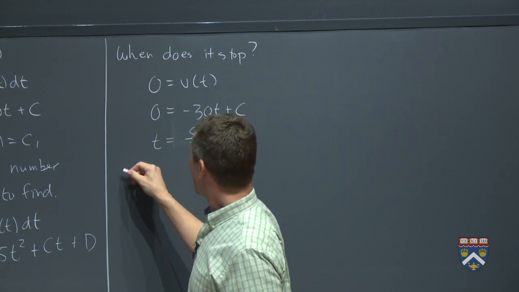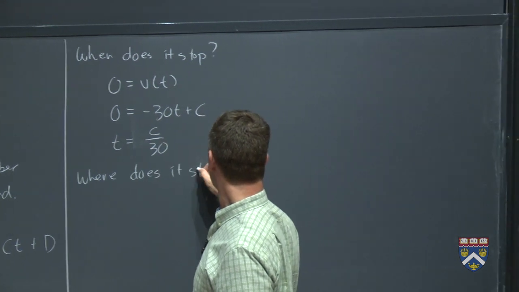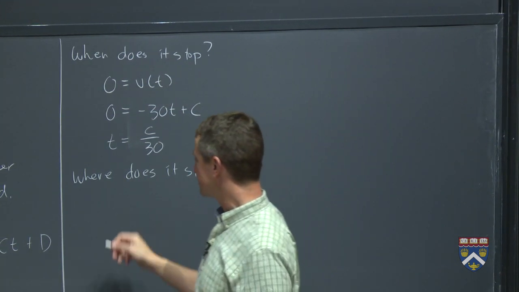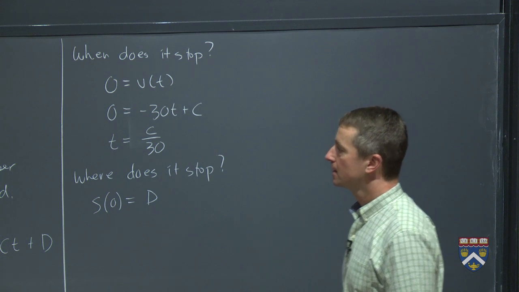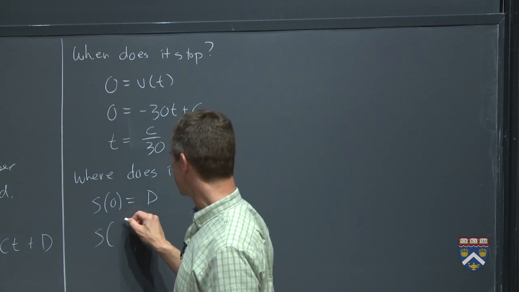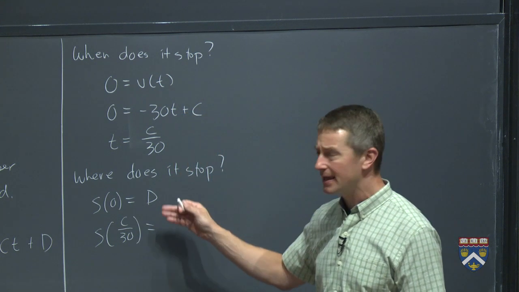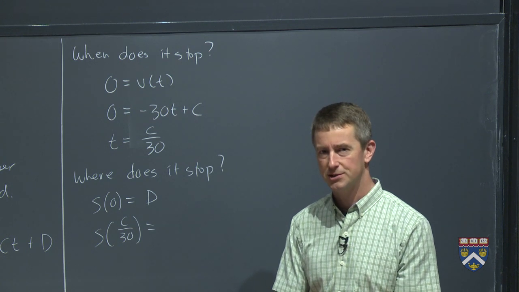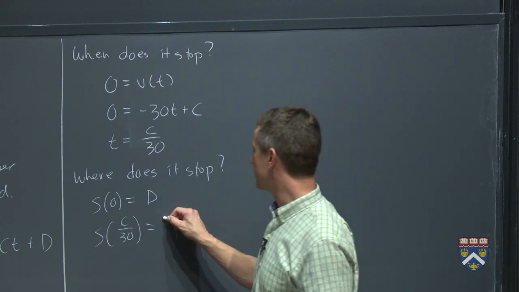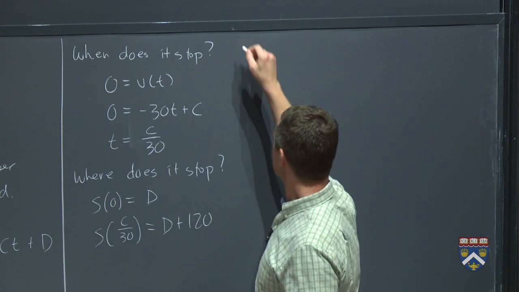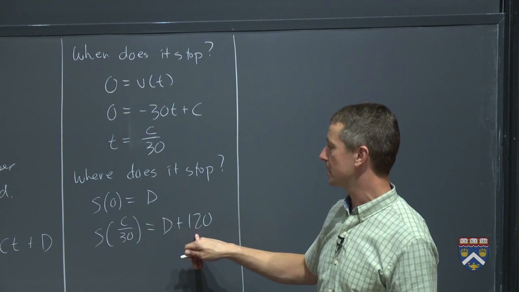So where does it stop? We said that S of 0 is d. So that means S of the stopping time, c over 30, must be what? If we were at position d when we put on the brakes, what position is the car at when it stops? It's moved 120 feet further, right? So d plus 120. And so this is the equation that we want to solve: S of c over 30 equals d plus 120.